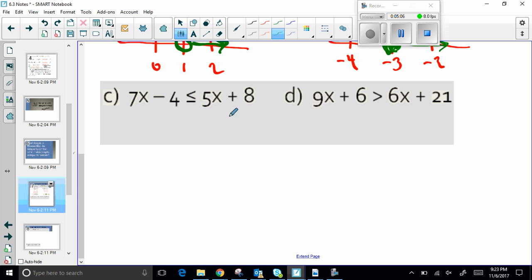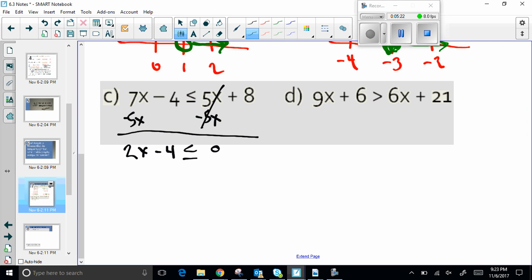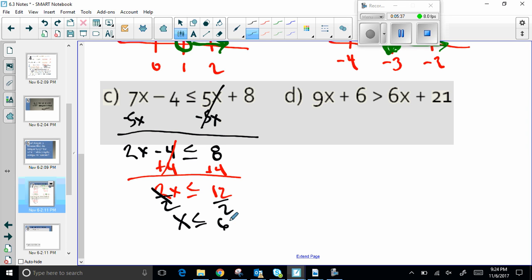All right, now I see I've got variables on both sides of this inequality. I just need to cancel one of those out by subtracting one of those variable terms on both sides. That cancels out. Now I get 2x minus 4 is less than or equal to 8. Well, from here, I'm going to add 4 on both sides. So I get 2x is less than or equal to 12. And then finally, I divide by 2, and I get x is less than or equal to 6.